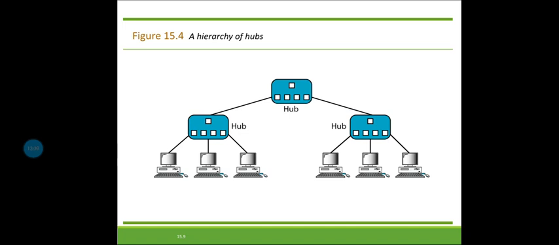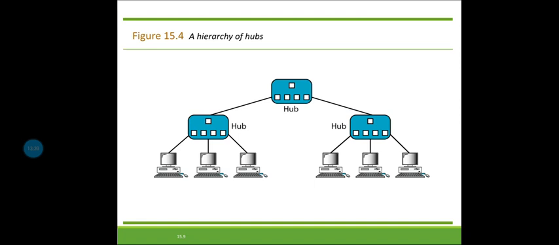A bridge also follows a tabling property, or it also maintains a table. A bridge has a table that maps addresses to ports. And here we have given the hierarchy of bridges, or hierarchy of the hubs.